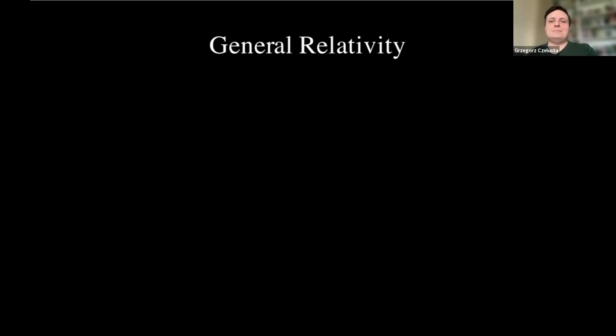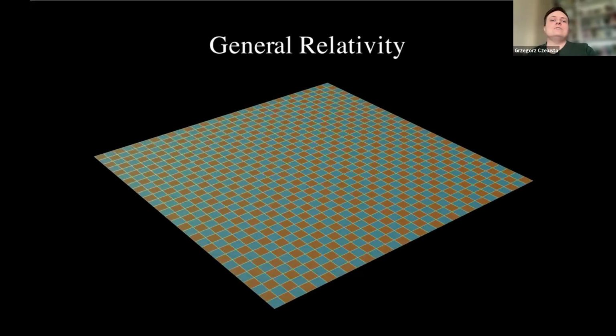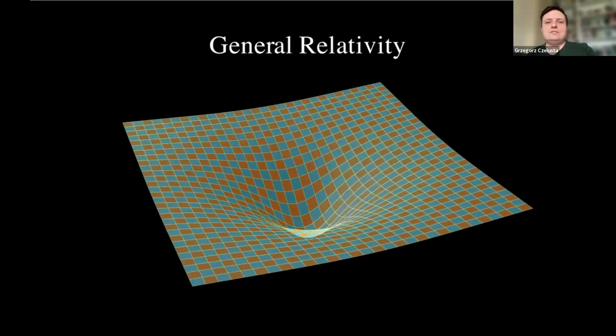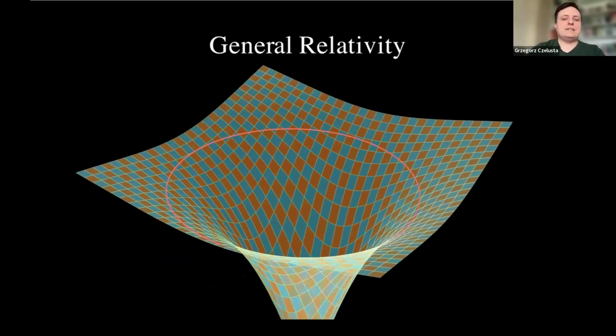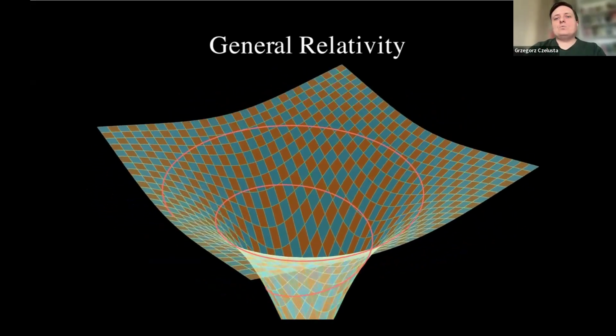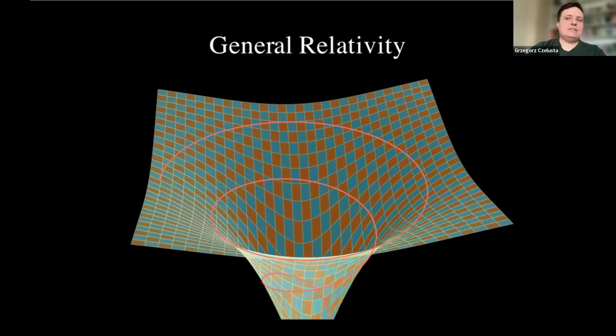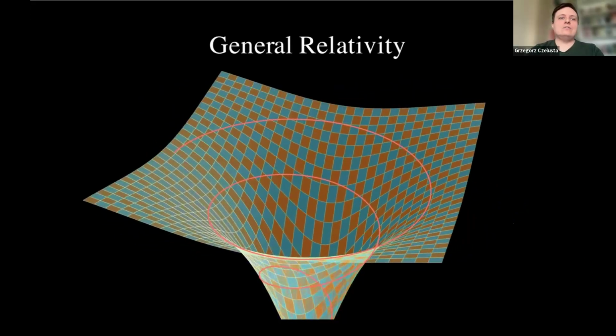But there are some problems in this theory. One of them is the prediction of singularities, regions where curvature becomes infinite and the classical description breaks down. We do not know whether such singularities are physically real or whether they are just artifacts of applying a classical theory beyond its domain of validity, where quantum effects should become important.